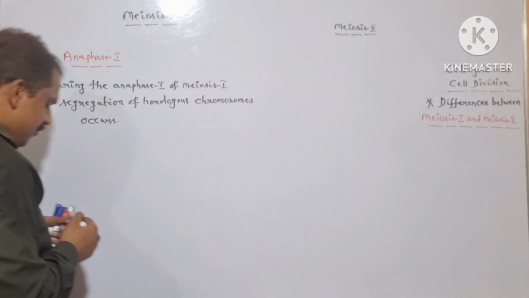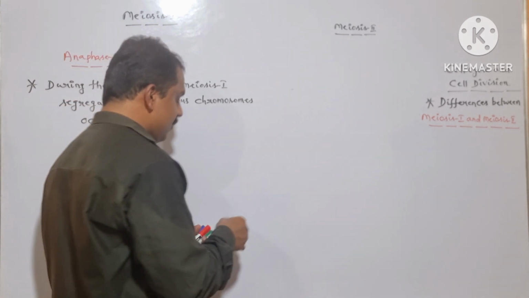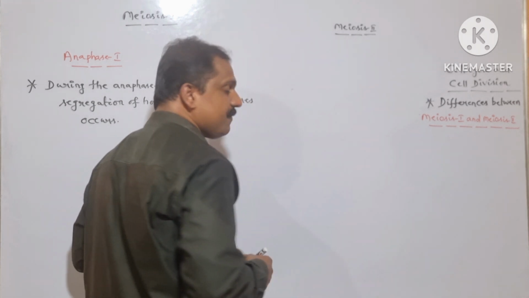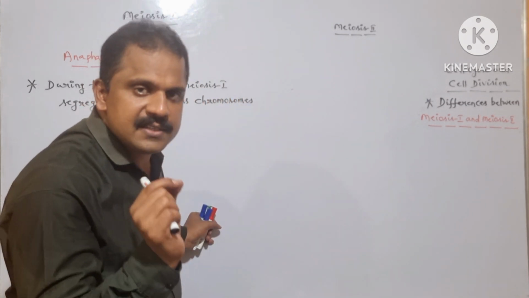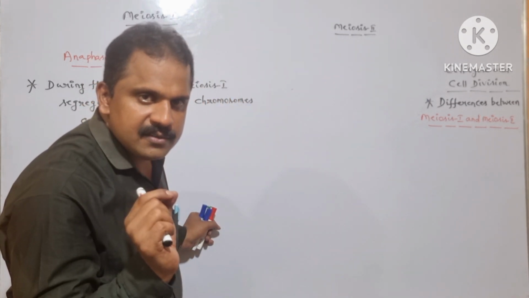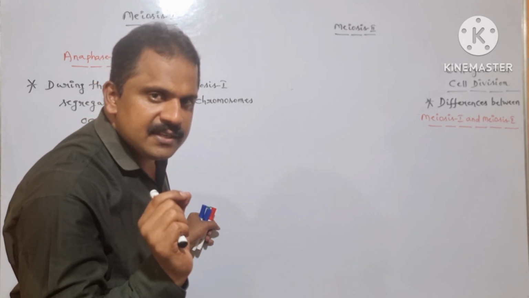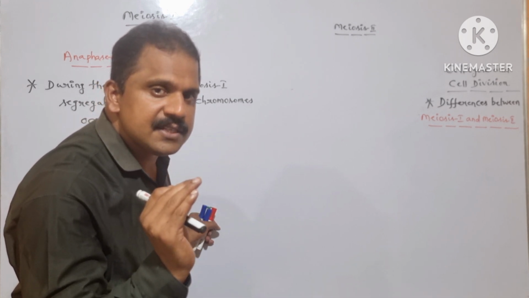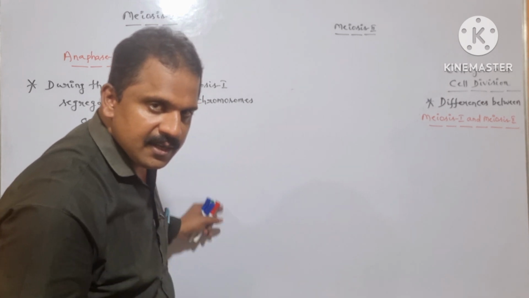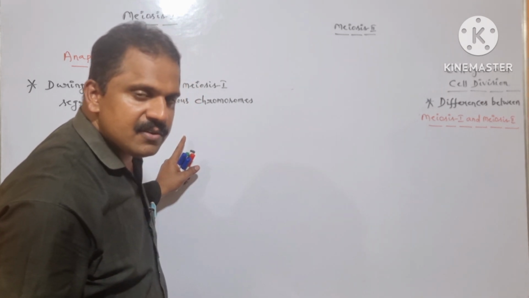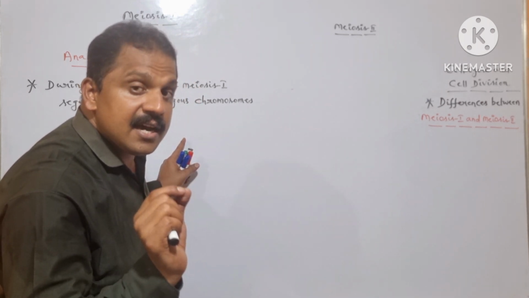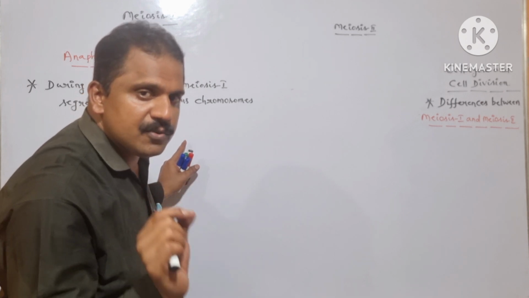But during the anaphase 2 of meiosis 2, likewise the anaphase of mitosis, splitting of centromere occurs. So because of the splitting of the centromere, the separation of sister chromatids takes place. Is it clear? During the anaphase 1 of meiosis 1, segregation or separation of homologous chromosomes takes place.